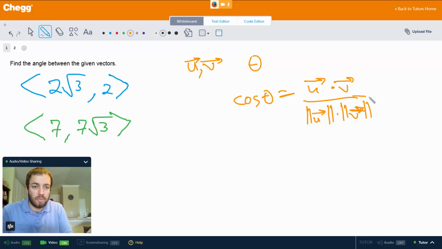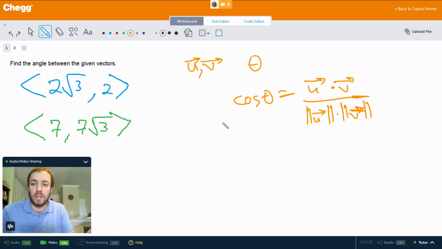Okay? And this is true not just for vectors sitting in the xy plane, this is true for any kind of vector in an arbitrary vector space with a given inner product like this here. So for the vectors that we're talking about, the inner product is just the usual dot product. But for more general types of vector spaces, you could have different inner products.